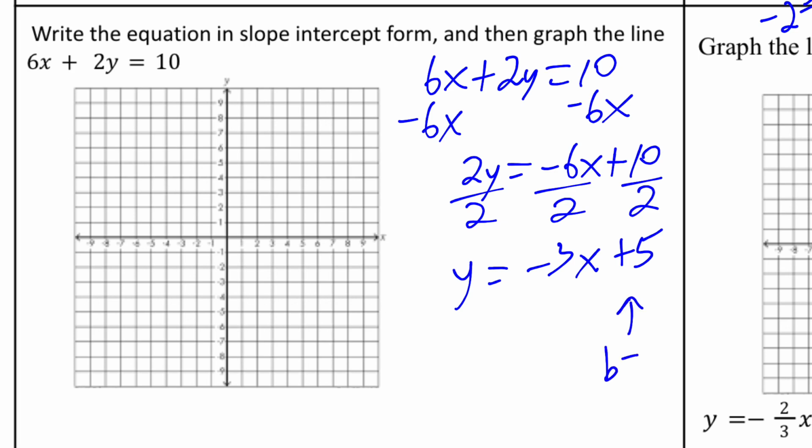This is my b value. My slope is negative 3. I start by plotting 5. I go down 3, right 1, down 3, right 1. Draw the line.